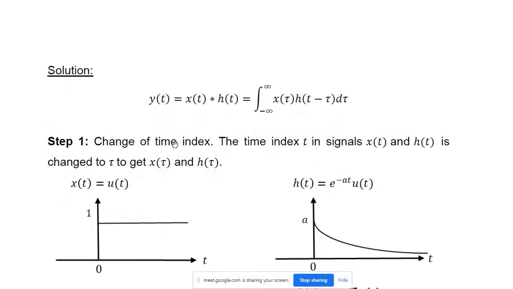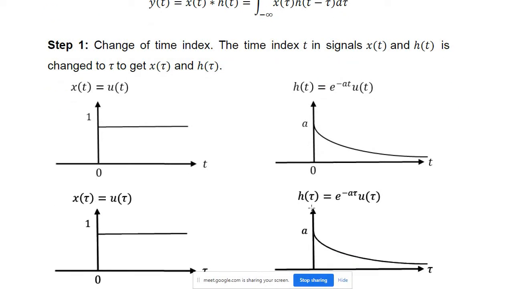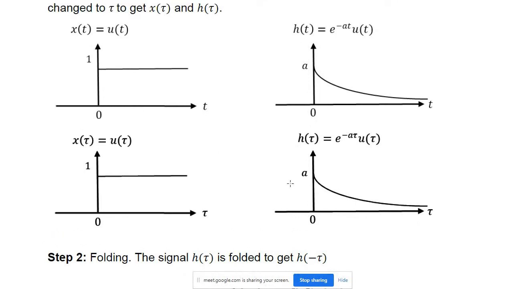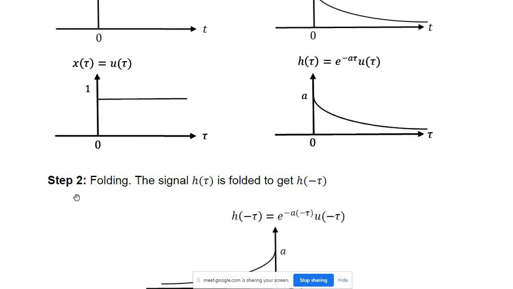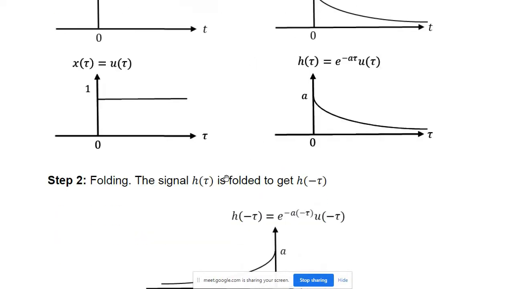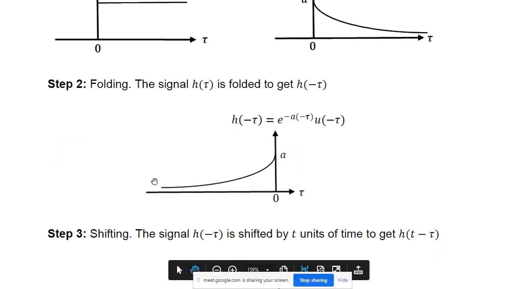First of all, you change the time index, which means from x(t) you change to x(tau) and h(t) to h(tau), so all the terms in t change to tau. The second step is the folding. This means you fold either h(t) or x(t). In this case we choose to fold h(tau), so we get h(negative tau). The h(tau) is this exponential, and negative tau is the negative side.